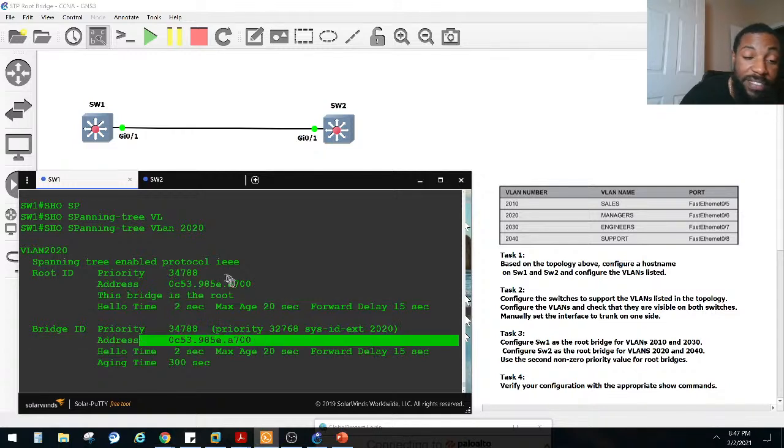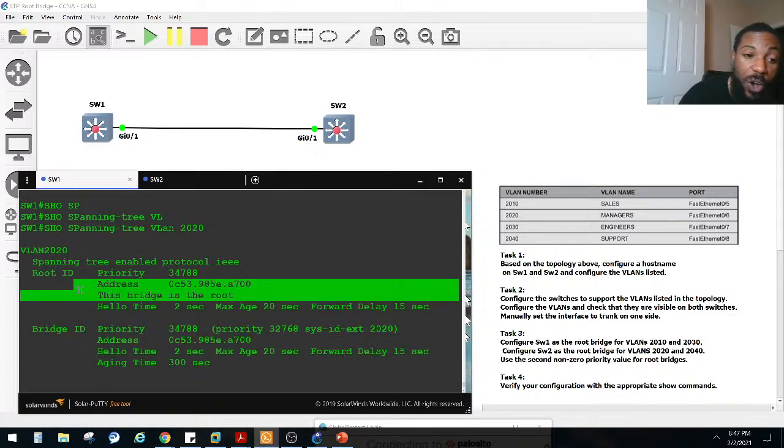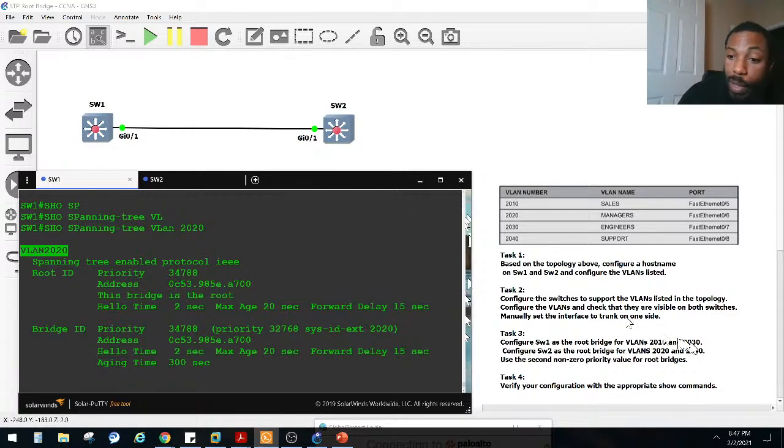I'm saying we didn't set this bridge as the root, even though it says it's the root. We didn't manually do that. We manually did for this switch 2010 and 2030. We didn't do 2020 or 2040. We didn't touch those VLANs, right? Crickets. We'll figure that out. I guess maybe I need to show you output for the other switch, right?